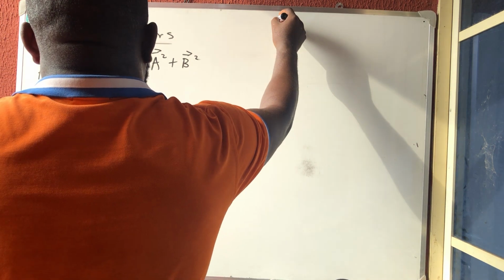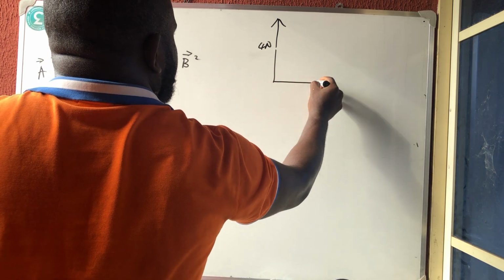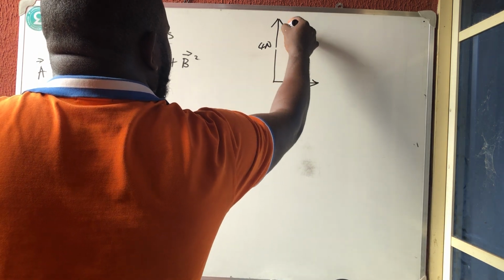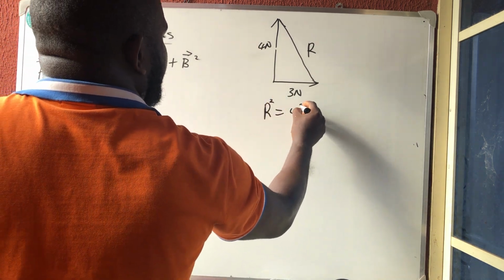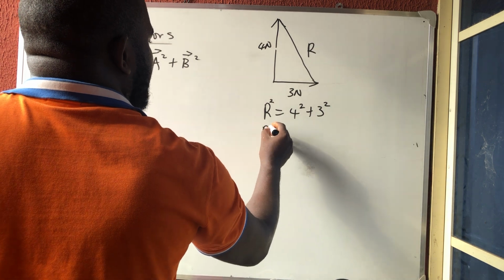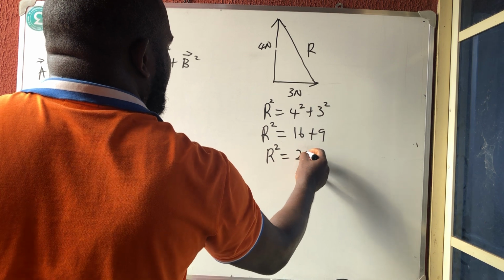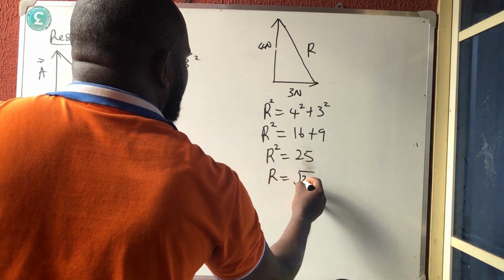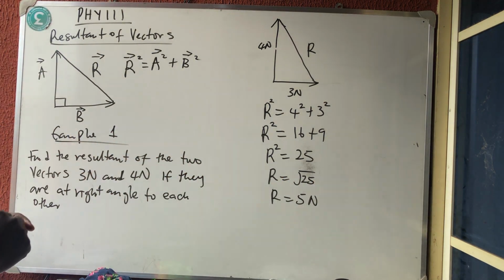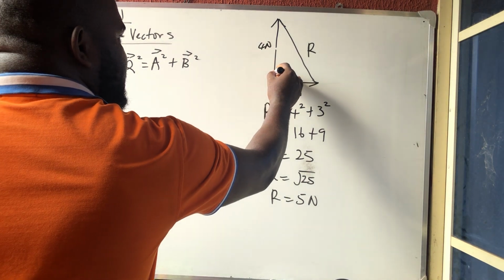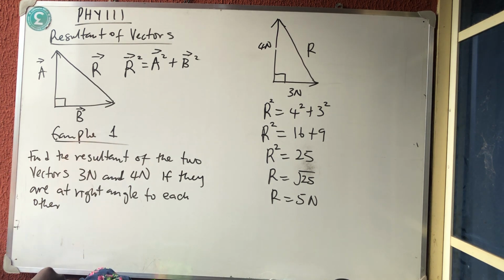So I have the first one, they are at right angle. This is the first one, which is 4 Newton, and the second one, which is 3 Newton. Their resultant moves this way. This is their resultant R. So you say that R squared is equal to 4 squared plus 3 squared. So R squared is equal to 16 plus 9, which is 25. So R is equal to the square root of 25, so R is equal to 5 Newton. As simple as that. We just apply Pythagoras theorem because they are at right angle. Being at right angle means that they are perpendicular to each other.